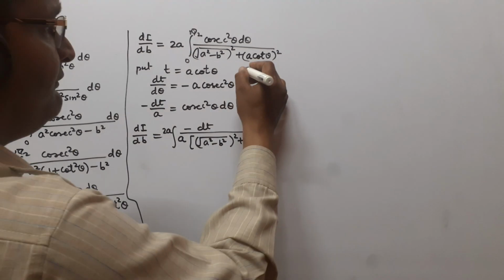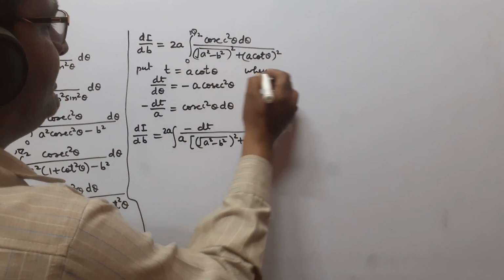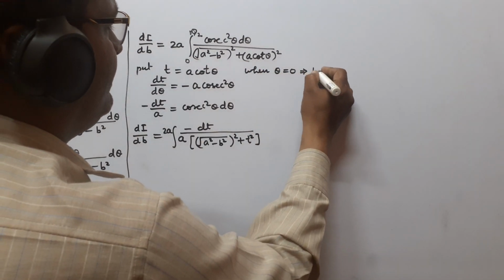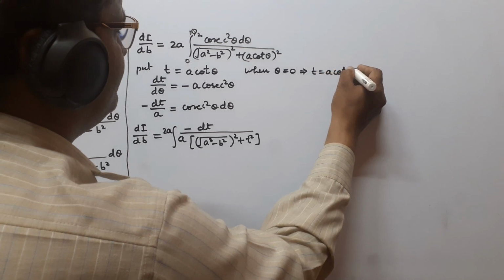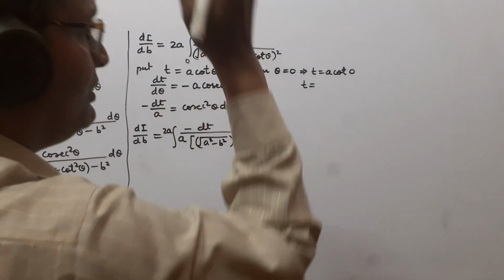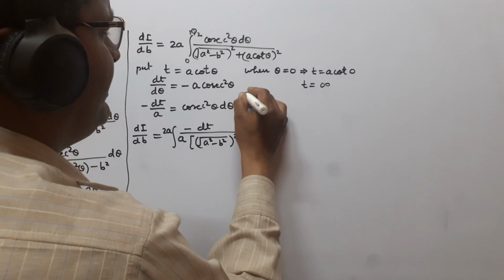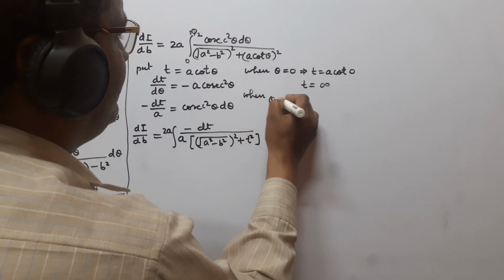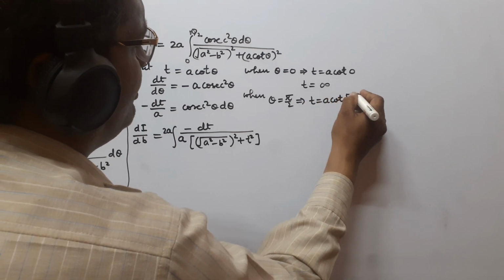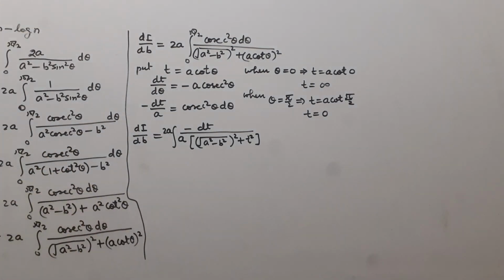Now we change the limit of integration. So when we take theta is equal to 0, that is the lower limit, so t is equal to a cot 0, and we know that cot 0 is equal to infinity, so t becomes infinity. And when we take theta is equal to pi by 2, so t is equal to a cot pi by 2, and we know that cot pi by 2 is equal to 0, so t is equal to 0 here.